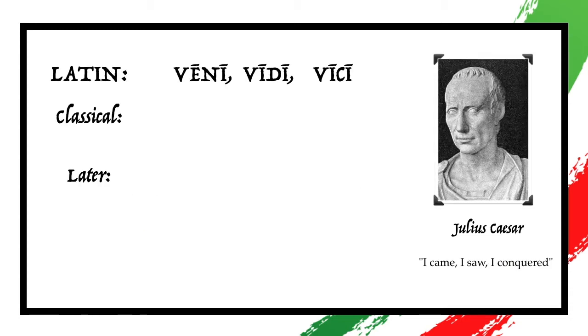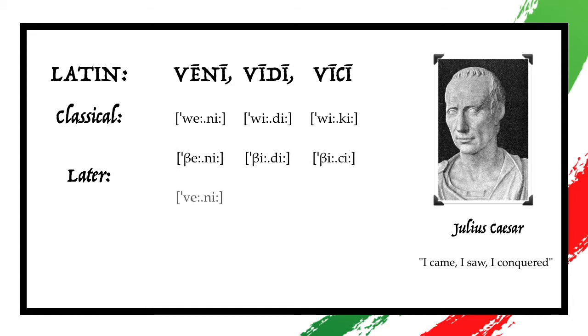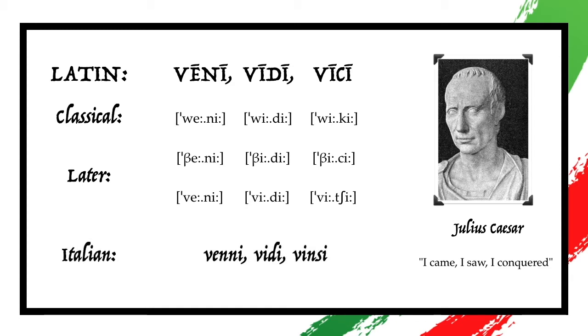Here is a famous quote in Latin that Julius Caesar said when he won the Battle of Zela in 47 BC. The classical pronunciation is how it is believed Caesar himself would have pronounced the phrase, veni, vidi, vici. Romans from later times would have pronounced it slightly differently. Veni, vidi, vici. Gradually, the pronunciation changed, coming nearer and nearer to modern Italian. Venni, vidi, vinci.